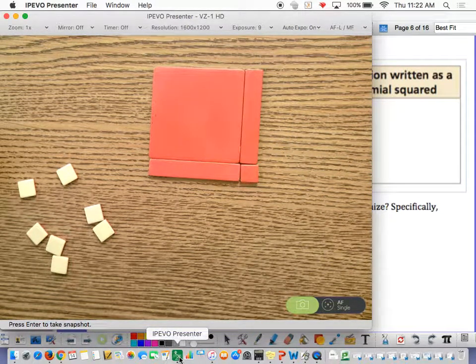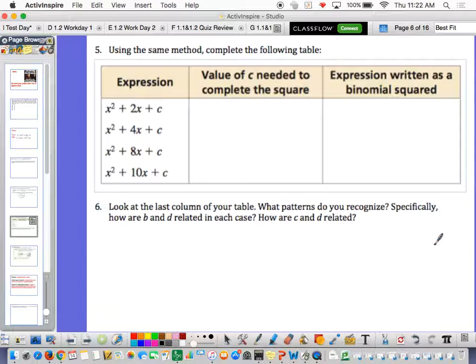And that is a perfect square. You've made a square, you see? So the c value needed for this one is just 1, right? C equals 1. So that means that we now have x squared plus 2x plus 1, okay? And if we were to factor that, you would get x plus 1, x plus 1. So this is just x plus 1 squared, okay? All right, that one was easy.